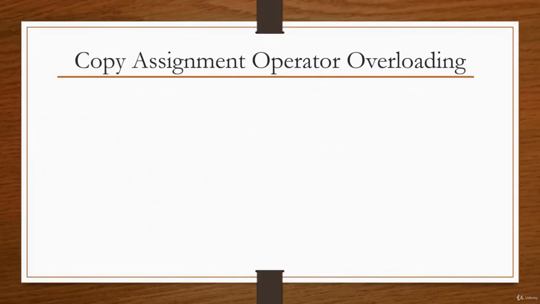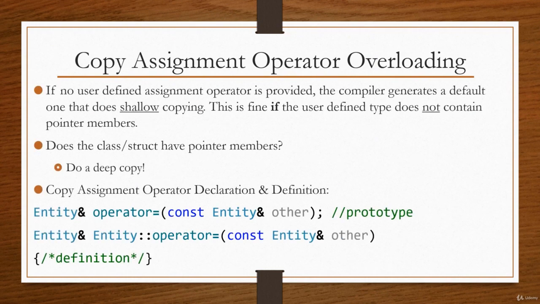As I mentioned, if no user-defined assignment operator is provided, then the compiler generates a default one that does shallow copying. This is fine if the user-defined type does not contain pointer members. So again, we're going to have the same problems that we had in the previous video with the shallow copy constructor. So when do you need to overload the copy assignment operator? Well, if the class or struct has pointer members, then you want to do a deep copy, right?